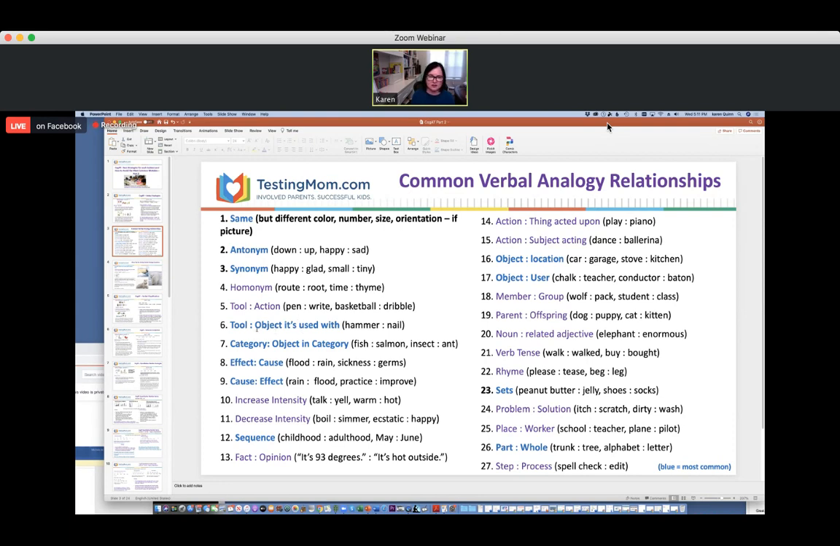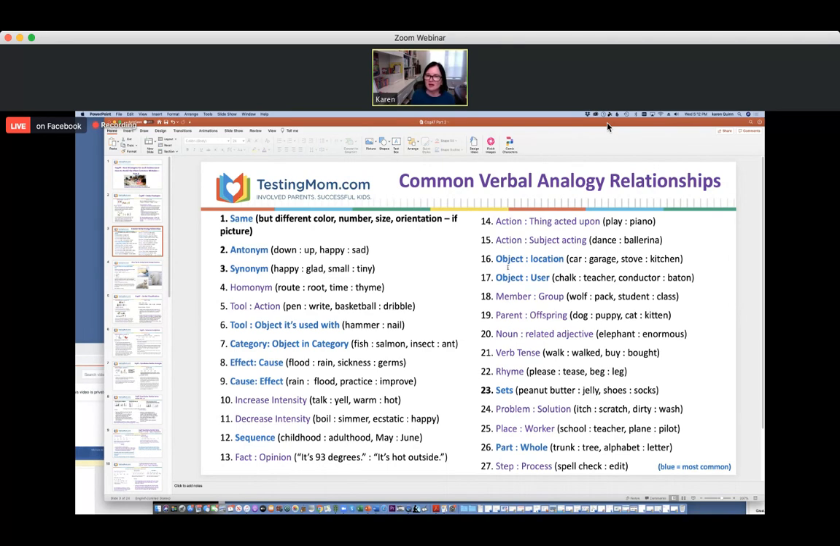It could be things like a tool and the object it's used with, like a hammer and a nail, or a category and an object in the category, like fish and salmon. Effect and cause, like a flood is caused by rain. Sickness is caused by germs. Cause and effect, the cause is first and the effect is second. Rain causing a flood, or practice causing improvement. Something in a sequence, childhood to adulthood, or May before June.